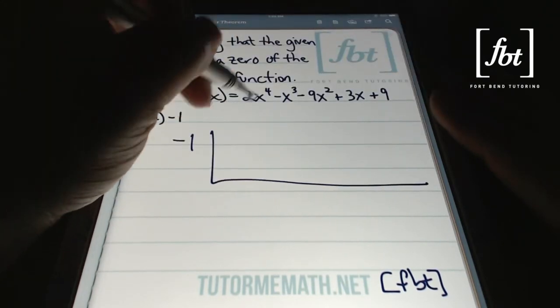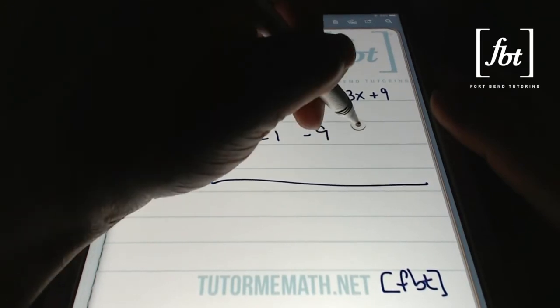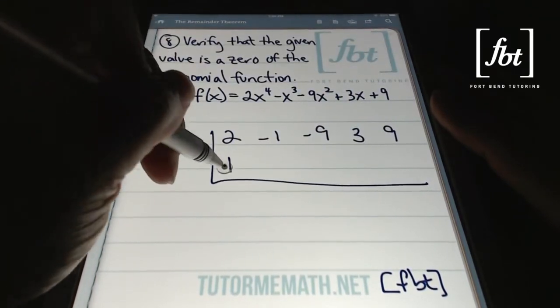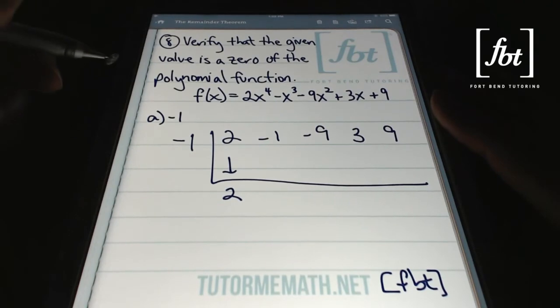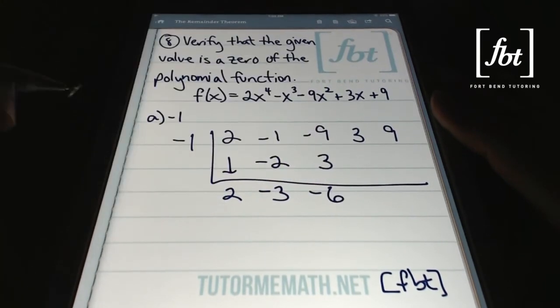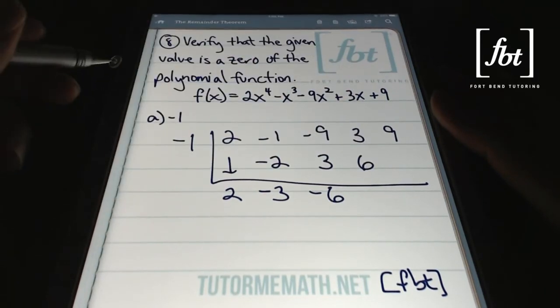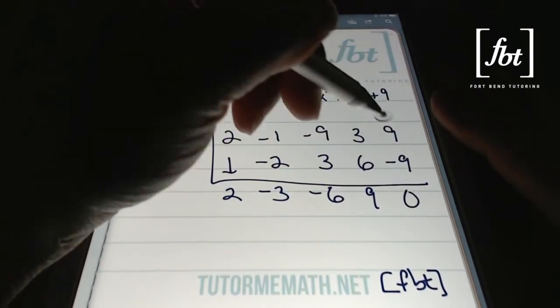All right, so we'll be using our coefficients 2, negative 1, negative 9, 3, and 9. We'll be bringing down the 2 here. Negative 1 times 2 gives you negative 2. From here, this is going to give us negative 3. Then multiplying negative 1 and negative 3, you get positive 3. We'll be bringing down a negative 6 here. Negative 1 times negative 6 is positive 6. Adding 3 plus 6, you get 9. And negative 1 times 9 is negative 9. So that gives you 0.